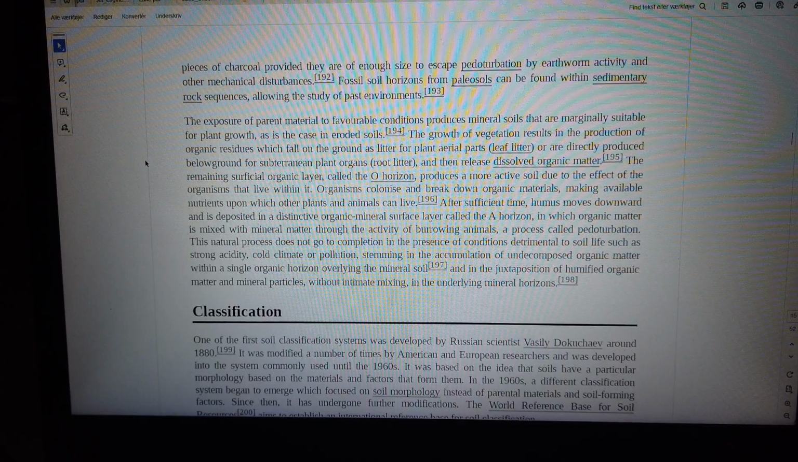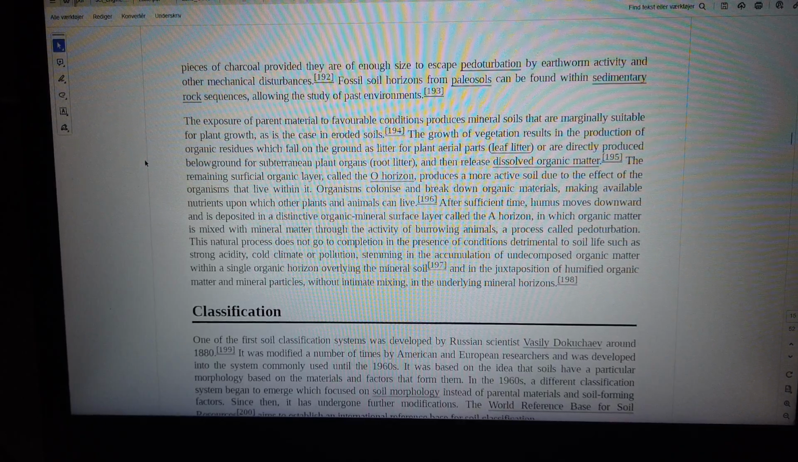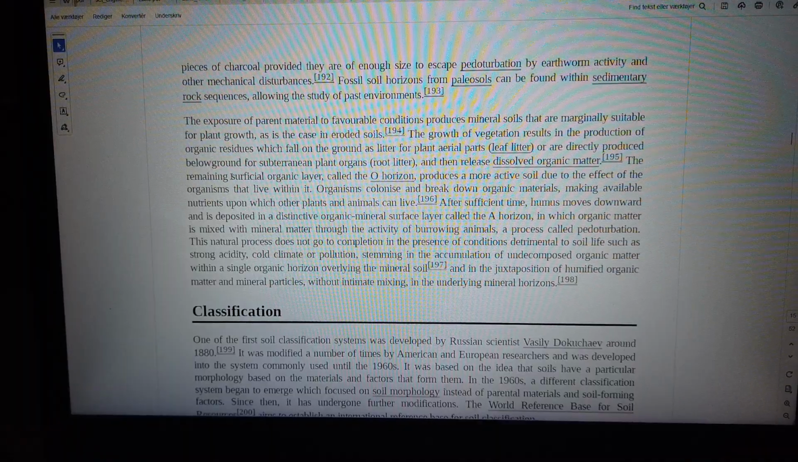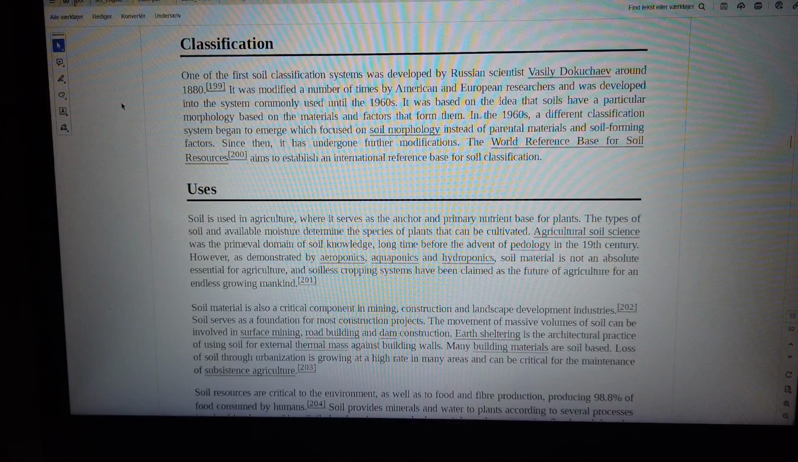196. After sufficient time, humus moves downward and is deposited in a distinctive organic mineral surface layer called the A-horizon, in which organic matter is mixed with mineral matter through the activity of burrowing animals, a process called pedoturbation.